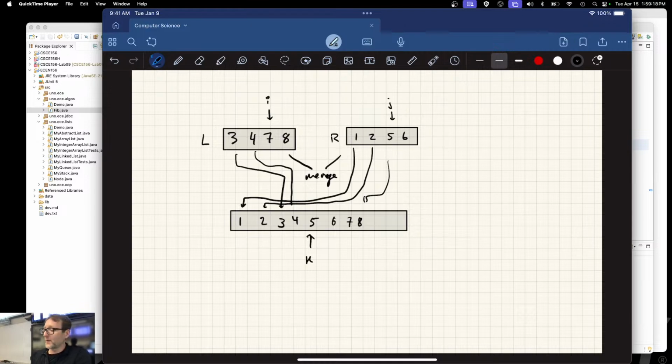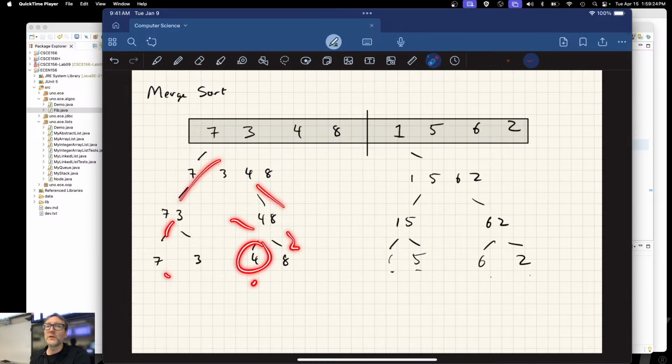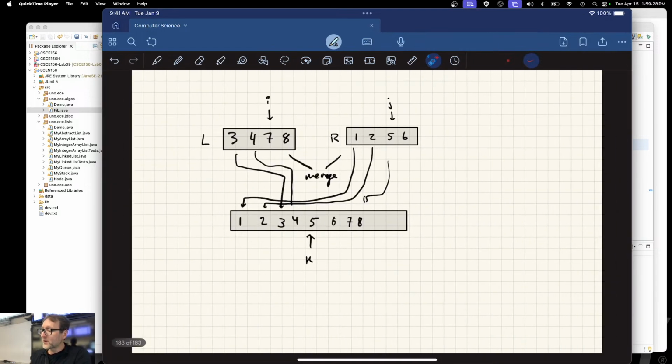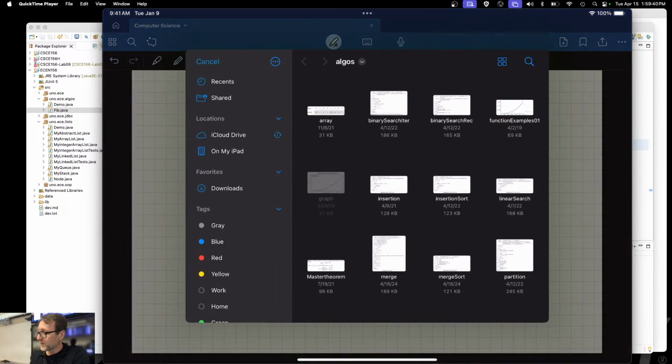arrays. Okay. So there's a divide phase where I divide it down until it's just a trivial solution. You don't have to sort something of size 1. And then I start merging it back together using this process here. Okay? All right. So let's take a look at the pseudocode because it's recursive. Merge sort right there.